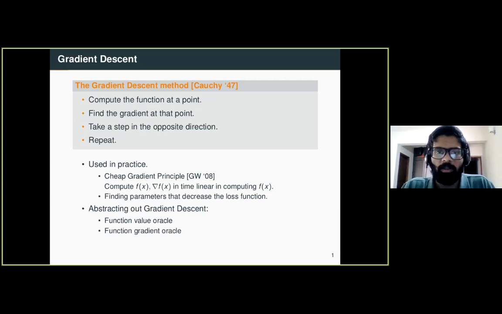And if you want to abstract out just this useful method, it's exactly what is there in the box above. All that you need are the function value oracle and the function gradient oracle. Now in this oracle model, the cheap gradient principle above doesn't hold if you're computing using oracles. At least classically, if you have an n-dimensional function, you'll need n queries to find out the gradient from the function value. And the question we're dealing with is, what can we do with quantum algorithms?